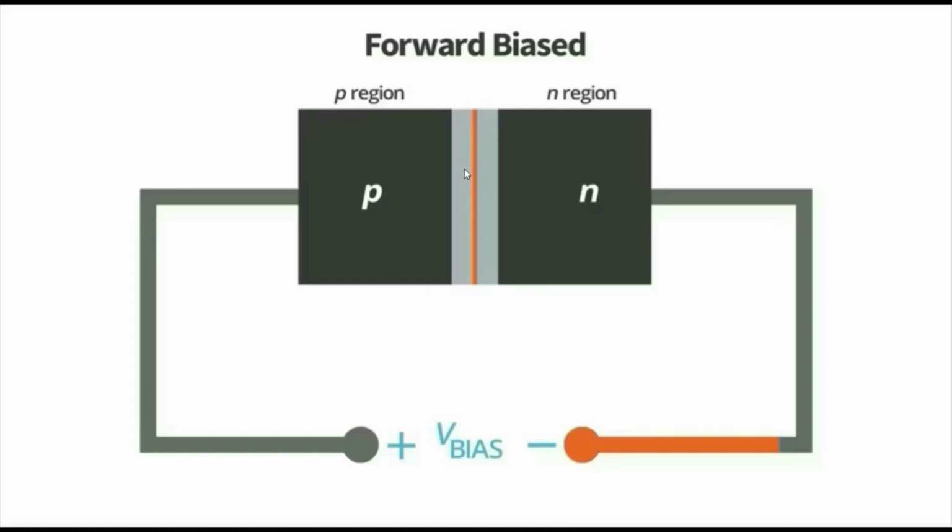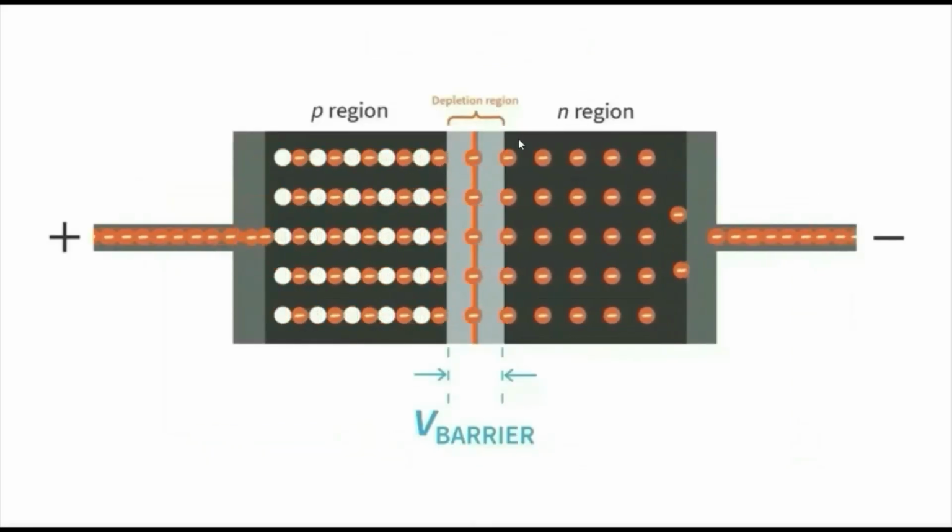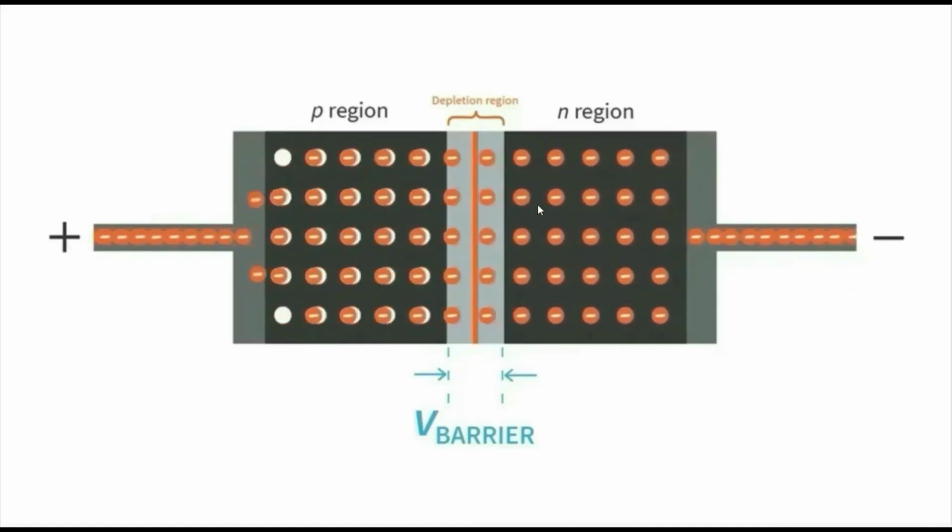There are two types of biasing: forward biasing and reverse biasing. In forward biasing, we are connecting the negative terminal of the battery towards the N region and the positive terminal of the battery towards the P region. Here we are supplying an external electric field which is opposing the existing barrier potential. Here the depletion region width is minimum and the electron and hole diffusion can be seen, so there is a current flow in forward bias.